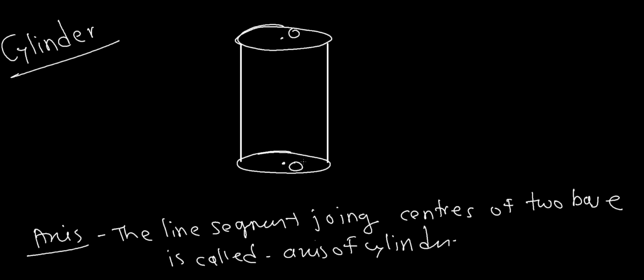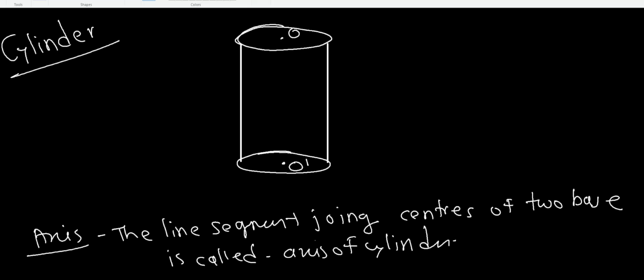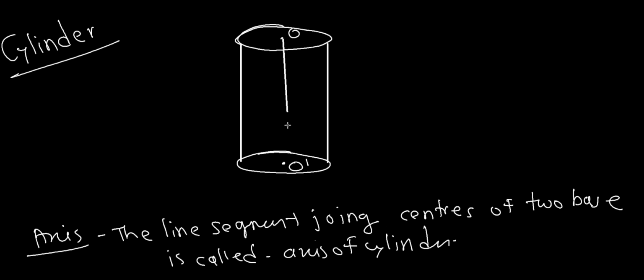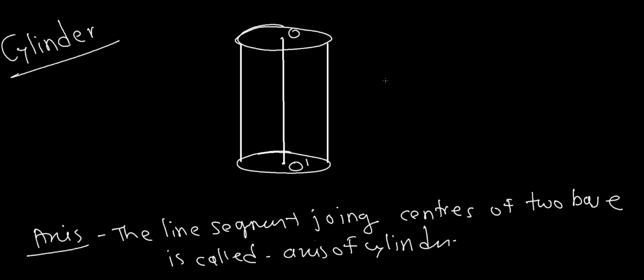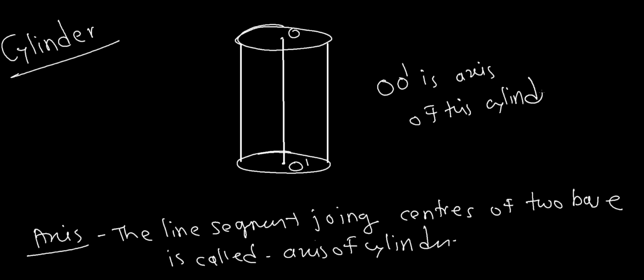and the center of the below circle as O dash, the line joining the two points, O O dash, is known as the axis of this cylinder.